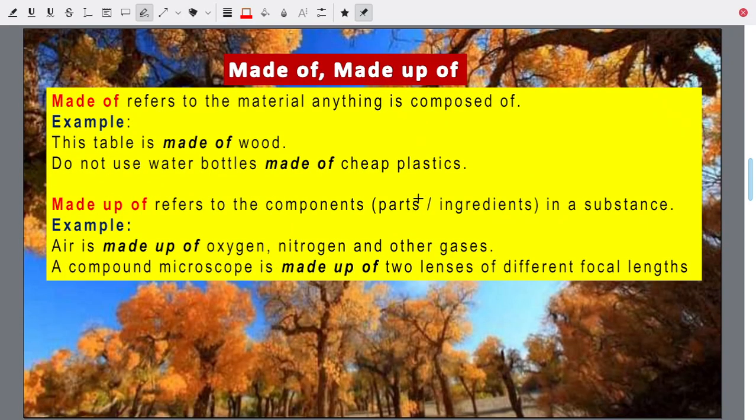Made of and made up of. Made of refers to the material. The table is made of wood. Do not use water bottles made of cheap plastics. It refers to the materials.